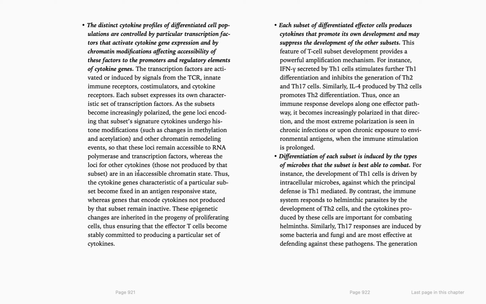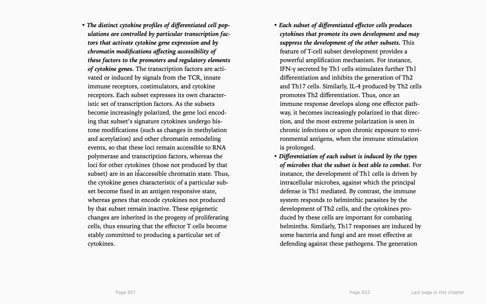For instance, interferon gamma secreted by T helper 1 cells stimulates further T helper 1 differentiation and inhibits the generation of T helper 2 and T helper 17 cells. Similarly, interleukin 4 produced by T helper 2 cells promotes T helper 2 differentiation. Thus, once an immune response develops along one effector pathway, it becomes increasingly polarized in that direction, and the most extreme polarization is seen in chronic infection or upon chronic exposure to environmental antigens, when immune stimulation is prolonged.